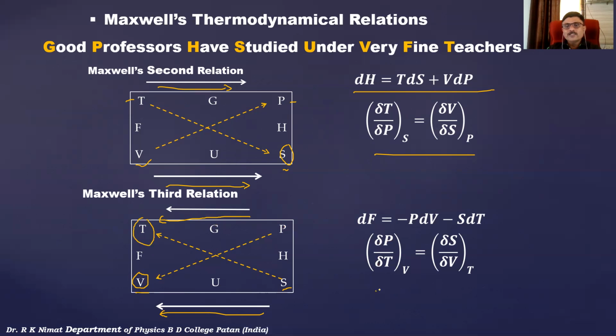So here both of these are negative, therefore the final equation will be positive. So delta P by delta T at constant V is equal to delta S by delta V at constant T. So this is the Maxwell's third relation. In this way, in a very simple manner, you can write the Maxwell's relations, and you can remember how to write the Maxwell's relations by remembering this mnemonic.